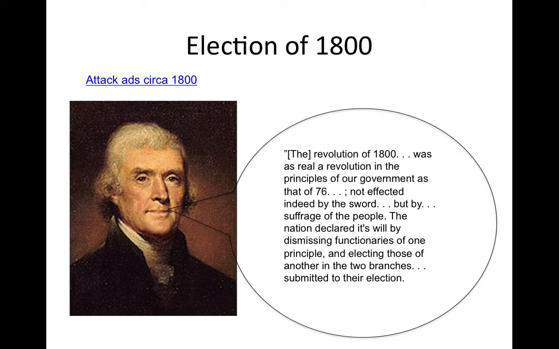And there's one thing to note here that's, I think, of importance. Thomas Jefferson saw it himself. He called the election of 1800 a revolution. He said it was the revolution of 1800, which was as real a revolution in the principles of our government as that of '76. Basically, what he's saying is two things. One is that there was a shift in power from one party to another party, and he thought that this was a good thing. His party, he believed, stood for the right ideals.